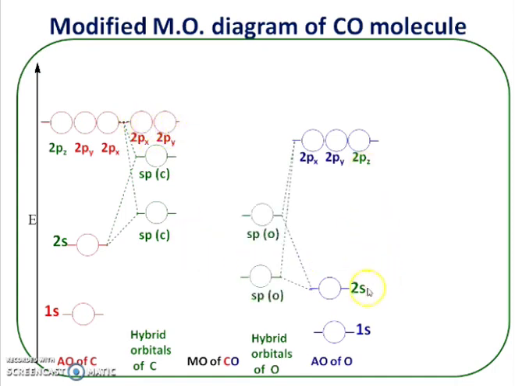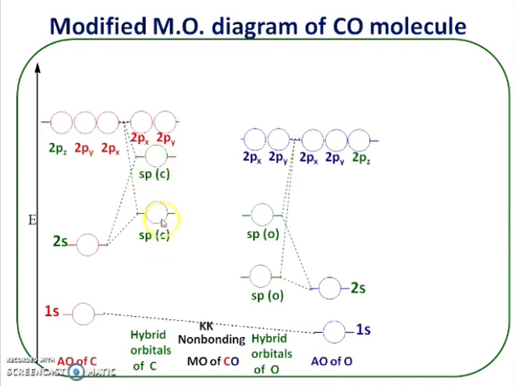Similarly, mixing and recasting of the 2s atomic orbital of oxygen with the 2pz atomic orbital of oxygen forms two sp hybrid orbitals, spO and spO. The rest of the p orbitals, that is 2px and 2py, remain as unhybridized atomic orbitals. So in this way there is a formation of hybrid orbitals. Now between the 1s and 1s orbitals there is a non-bonding interaction. These orbitals are not involved in the process of bond formation.